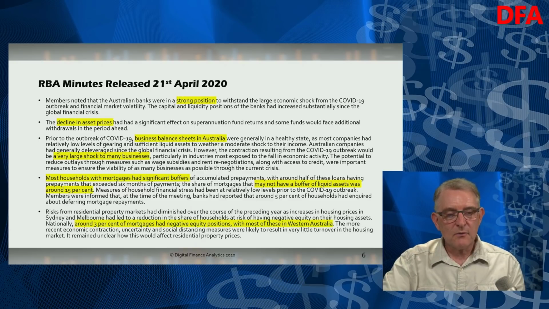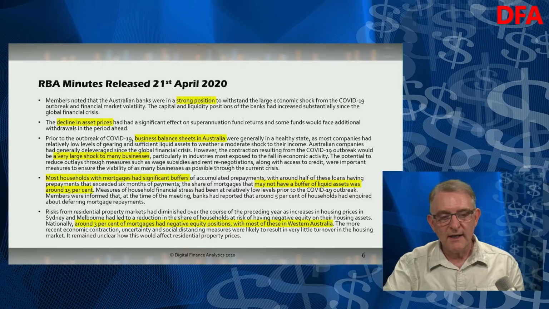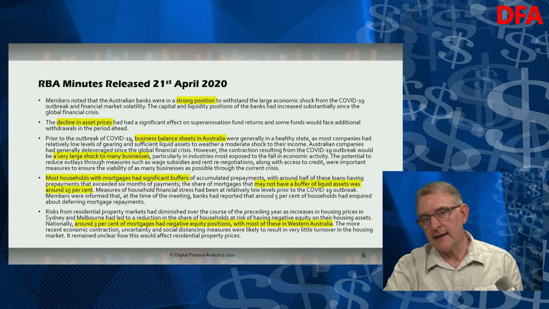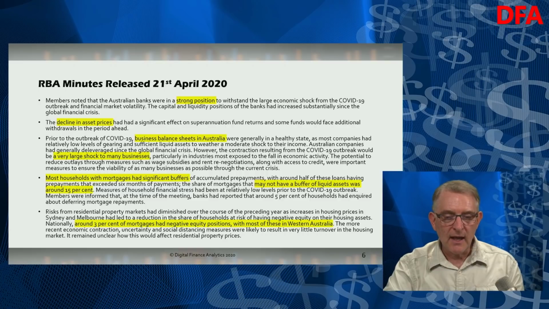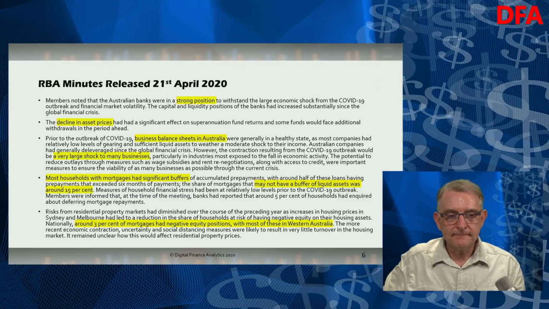The other thing they said was that risk from residential property has diminished over the course of the preceding year. They went on to say that the risk of negative equity is definitely there, particularly in Western Australia. They quote 3% of properties in negative equity. I think that's understated based on what I'm seeing. And we've also seen some property price falls in other parts of the country now, so negative equity is beginning to rear its ugly head, and we'll see more of that ahead.